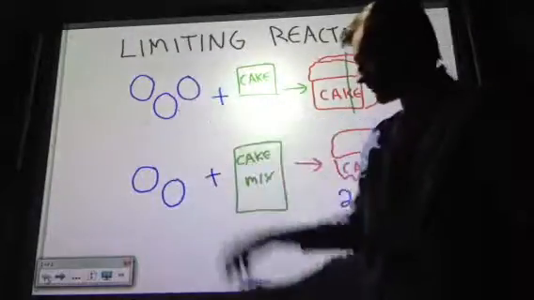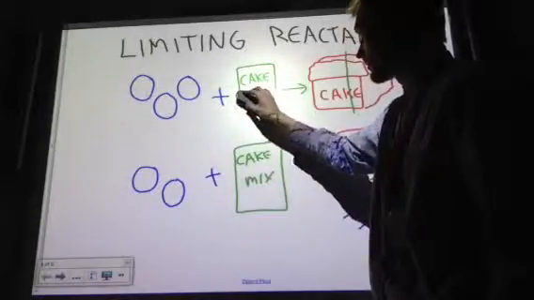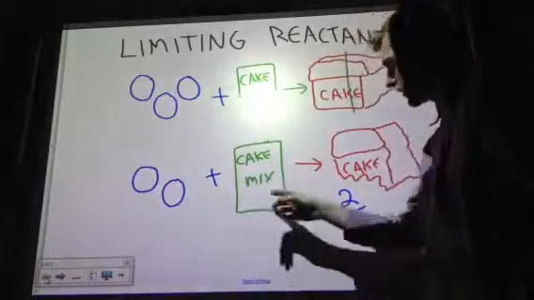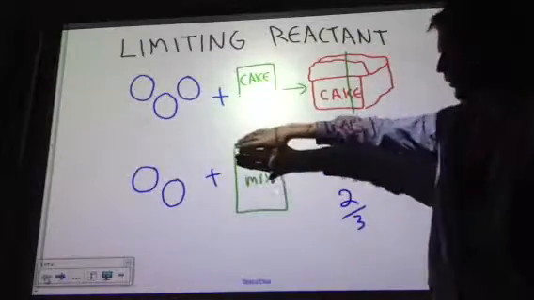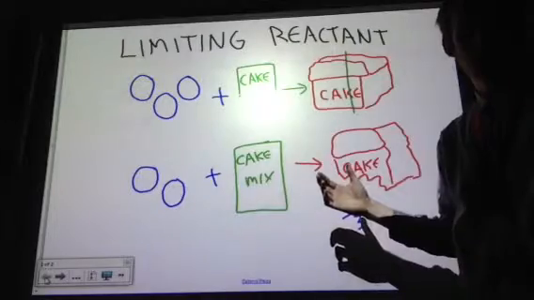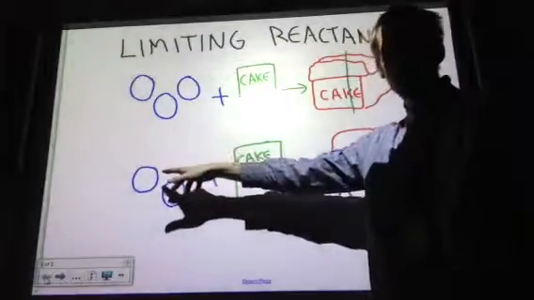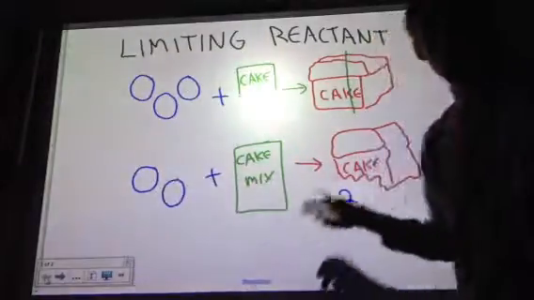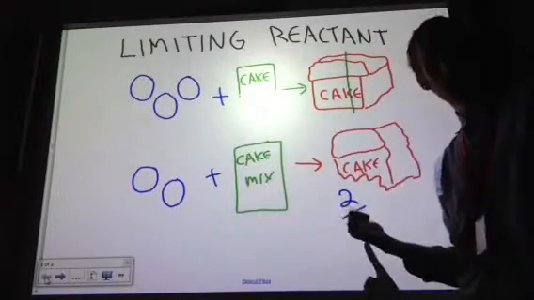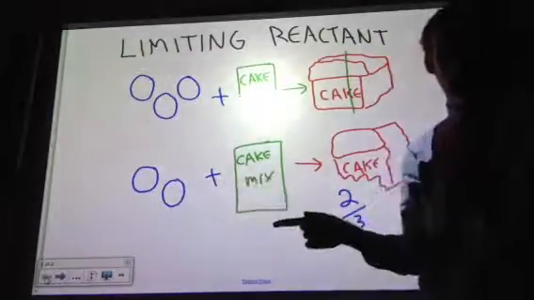This one, okay, if I took this bottom one here, if I started with one cake mix, it says I'm going to get one cake, right? If I take 2 eggs, it says I'm going to get 2/3 of a cake. So which one do you go with? The 2/3 of a cake, the one that's limiting.